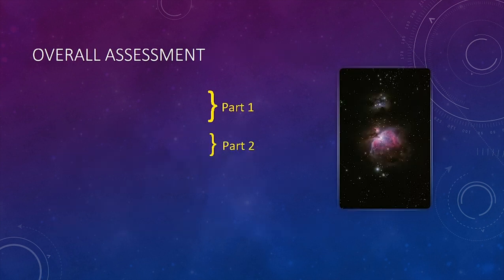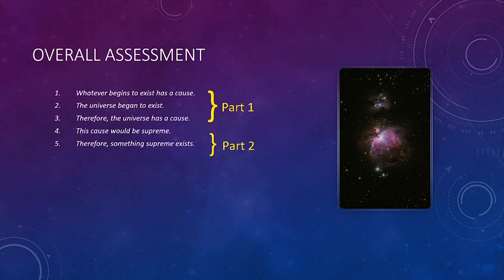So here is my overall assessment of the Kalam cosmological argument. Here's a form of the argument. Whatever begins to exist has a cause. That seems well supported by experience. The universe began to exist. Well, it seems like if the universe began to exist in some Big Bang event, let's say, then whatever caused the universe, assuming that whatever begins to exist has a cause, whatever caused the universe would itself either be caused or uncaused.